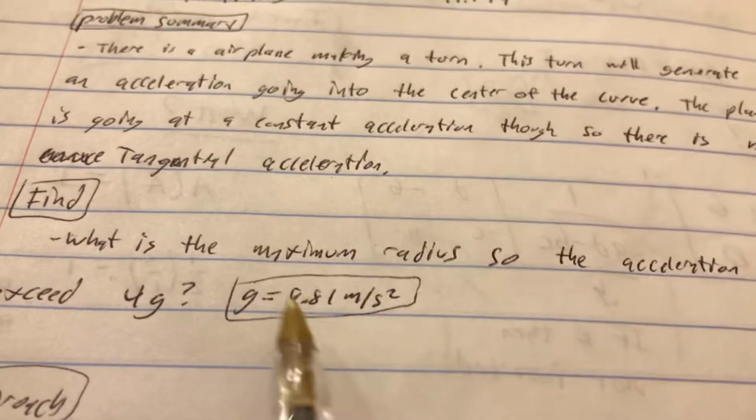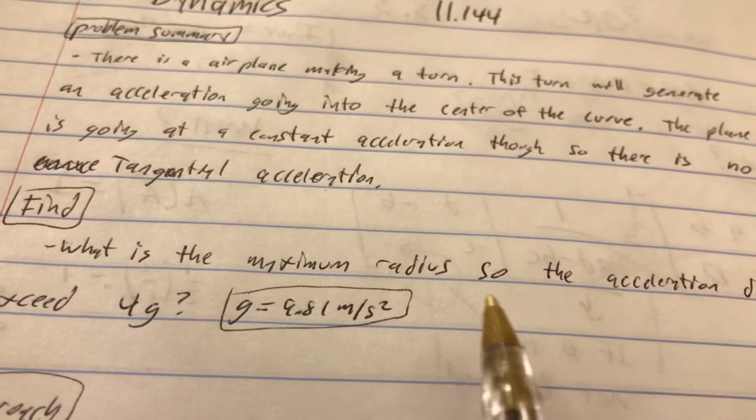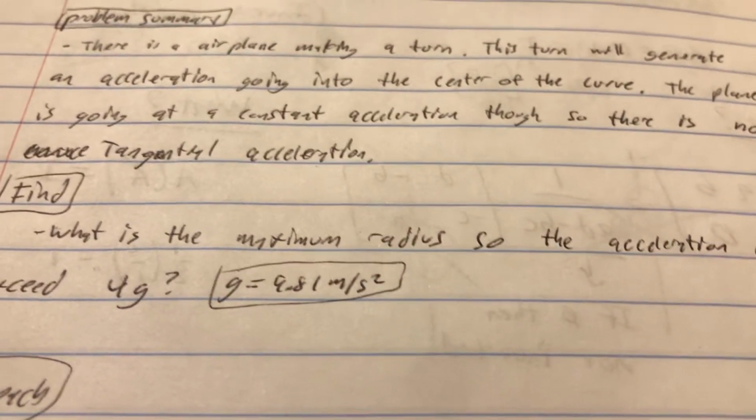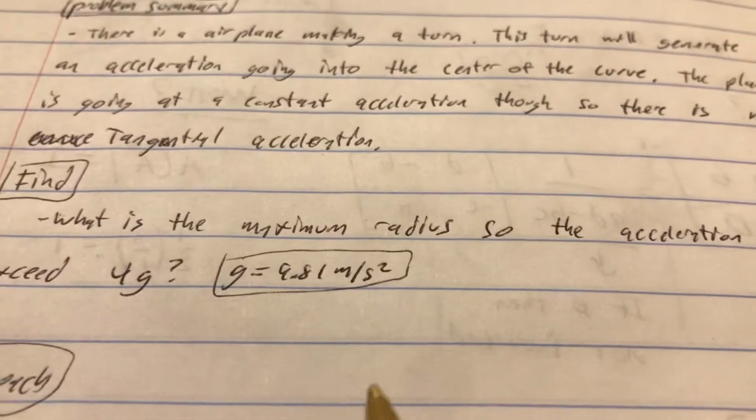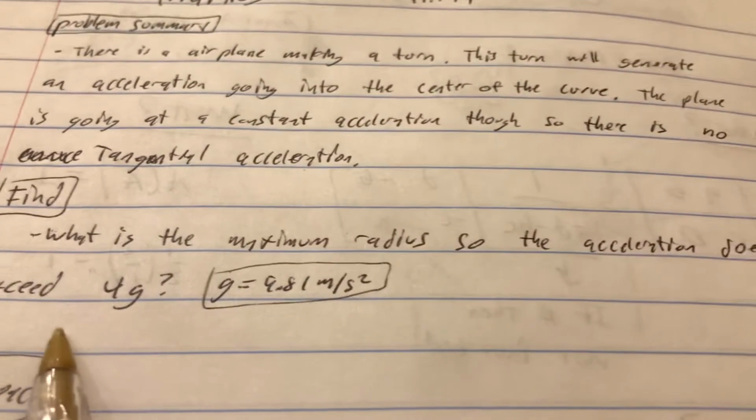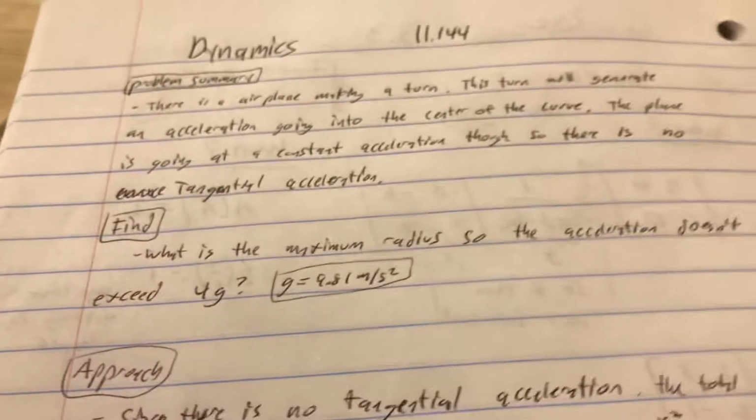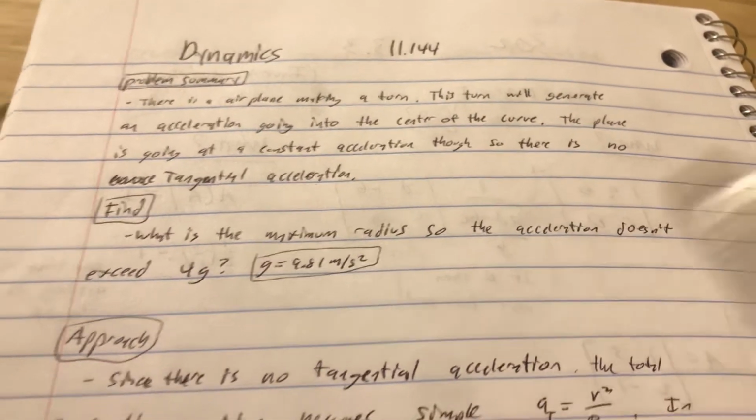So what it wants to know is the maximum radius. How sharp can the turn be that the plane takes so that the acceleration does not exceed 4 g's, or else the plane would break apart. So this is a very applicable problem.